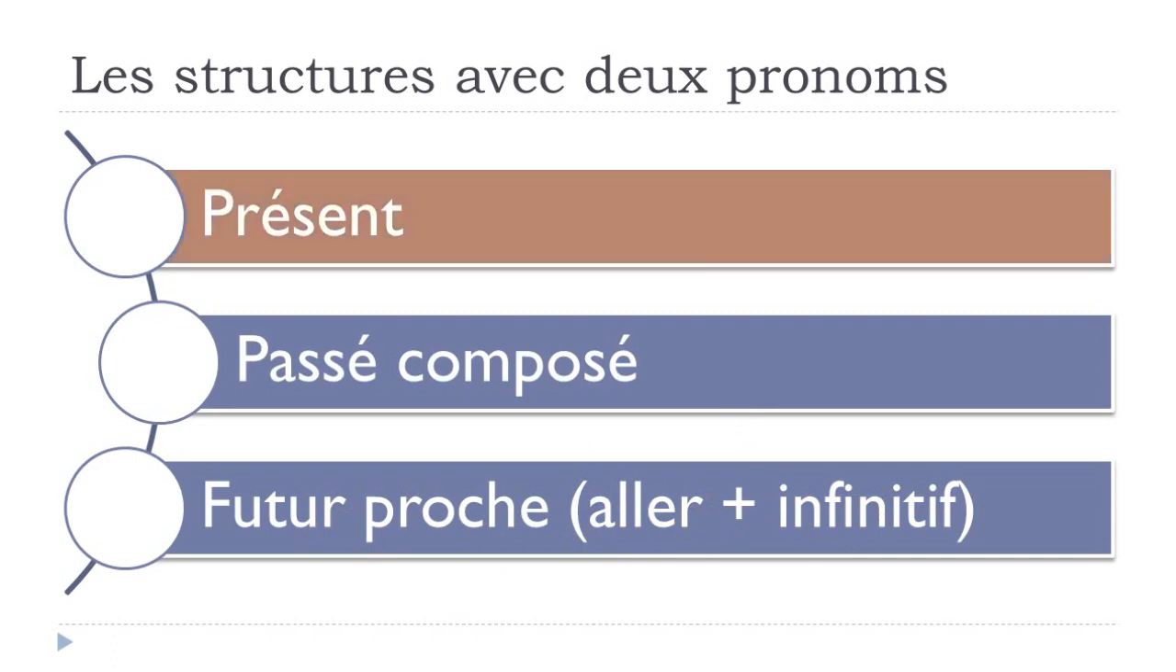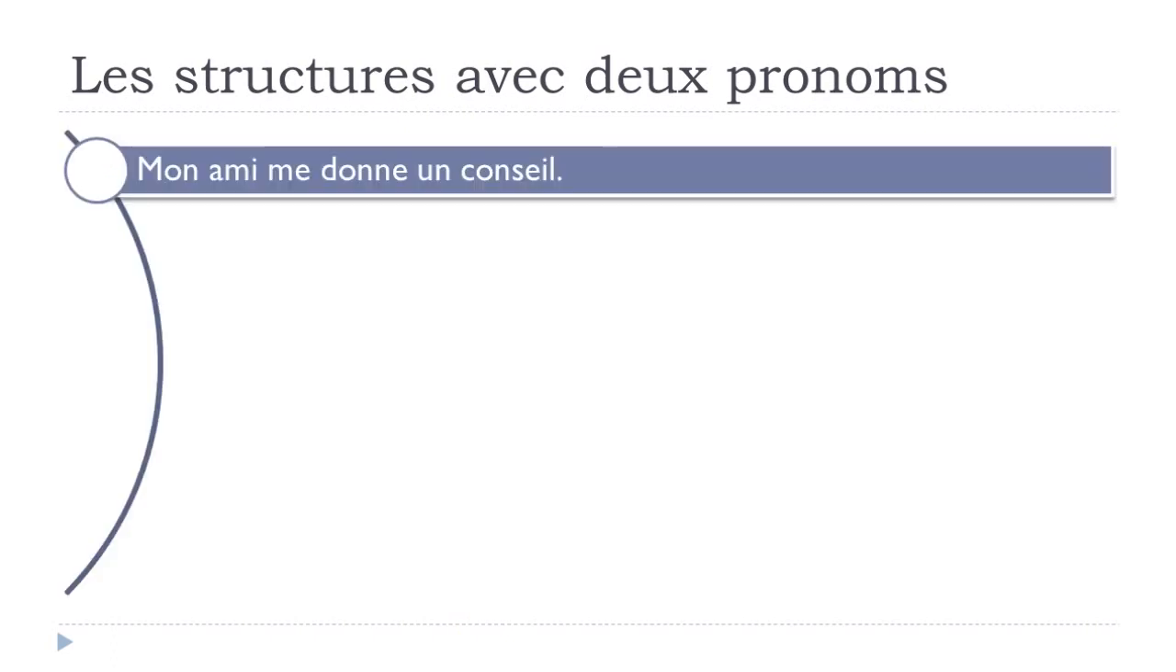So let's see now the présent. Mon ami me donne un conseil. Mon ami, my friend, me donne, donner is to give, un conseil, an advice, okay?